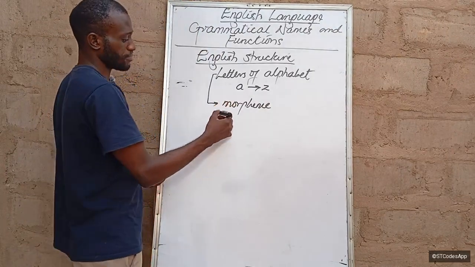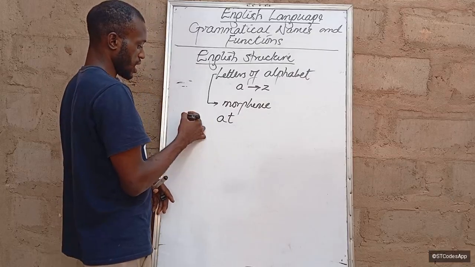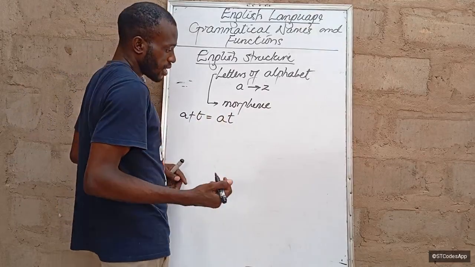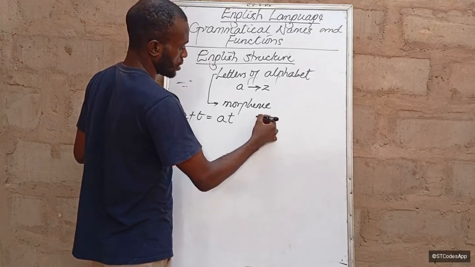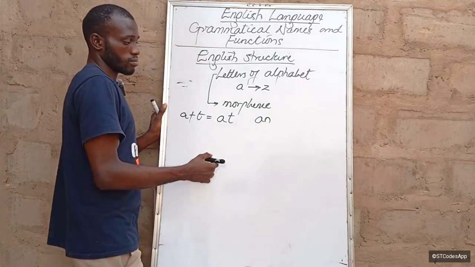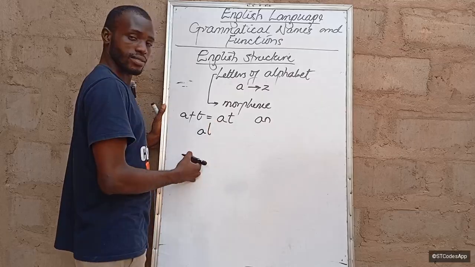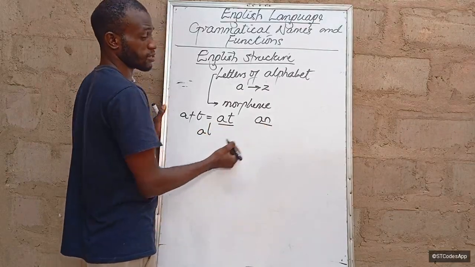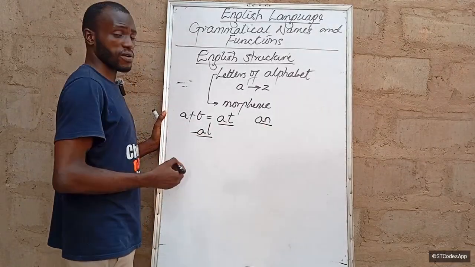So for example, look at this morpheme. I could combine A and T together. I combine A and T, it gives me art. If I combine A and N, it's going to give me an. If I combine A and L, it's going to give me al. So far, this one makes sense, this makes sense, but this does not make sense. But it's still a morpheme.